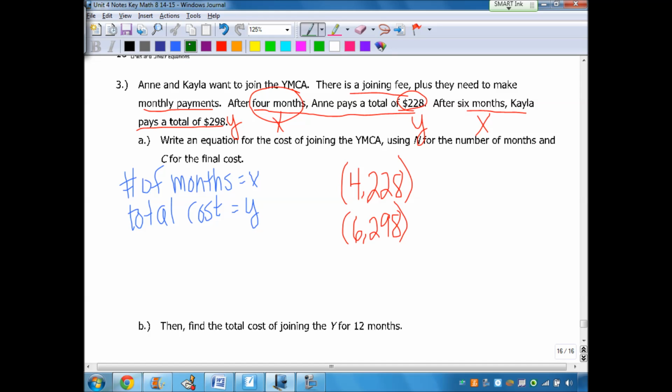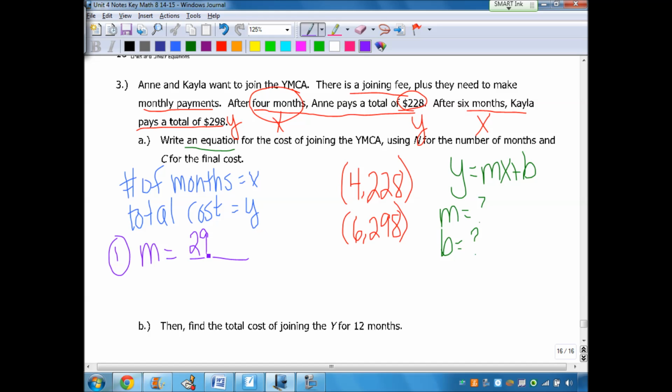Now, in order to find an equation, you need y equals mx plus b, which means you need to figure out what the slope, what the rate is, and you also need to find out what the y-intercept is, okay? So to find the slope, that's easy, we just use the slope formula. So step one, find the slope. M equals y2 minus y1 over x2 minus x1. So in this problem right here, 298 is your y2 minus 228 is your y1, all over 6 minus 4.